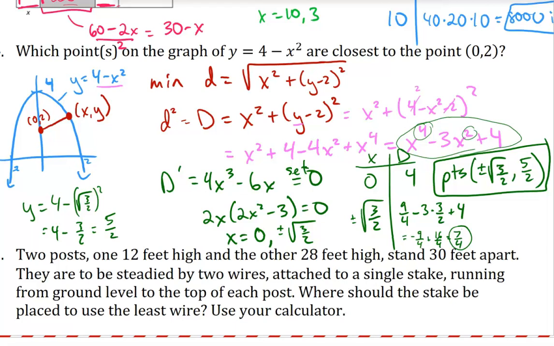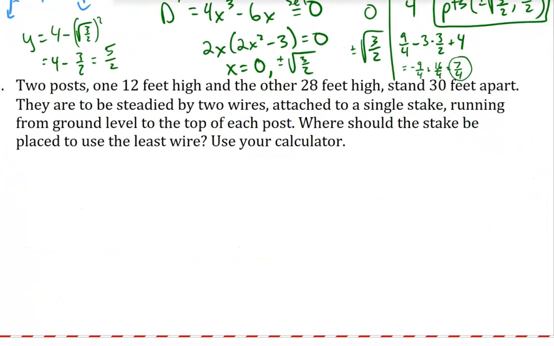Now, if I needed to actually find what the distance was, I would be plugging that back into my original distance formula, but it doesn't ask me for that. It just asks which ones are the closest. So the fact that this number is less than this was enough to know that my x equals 0 point is not the one that is the closest. Okay, one more here.